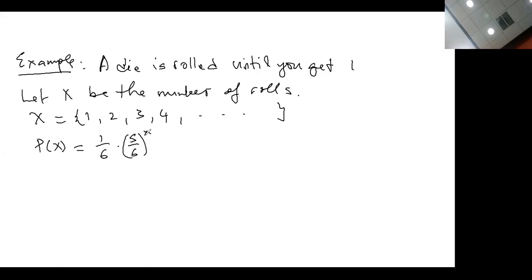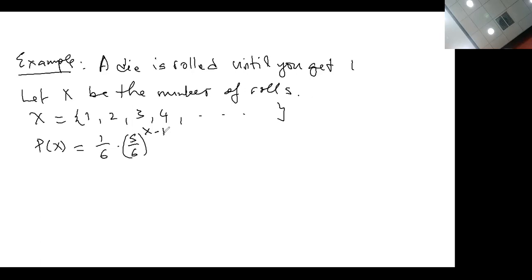We said that the probability for 1 is 1/6. That is the first time you get number 1. The probability that you failed the first time and get it the second time is 5/6 times 1/6. Then the probability that you get it the third time is that you fail the first 2 times. So in general, this is X minus 1, I'm sorry. It is X minus 1 because we are counting the number of rolls.